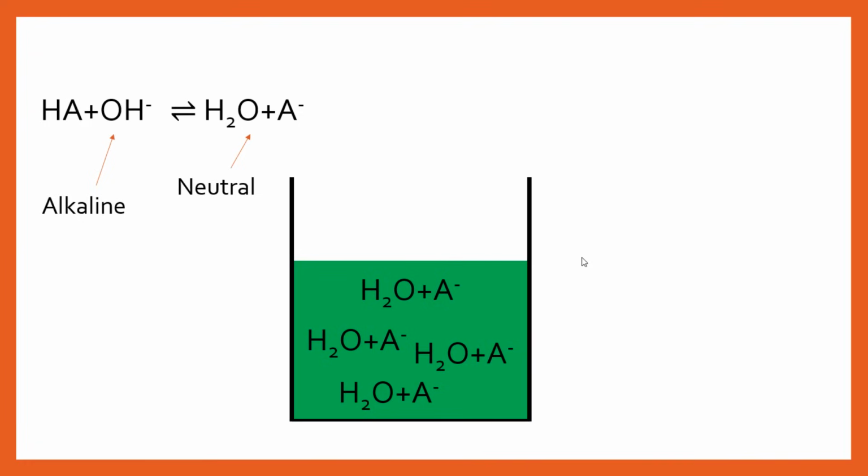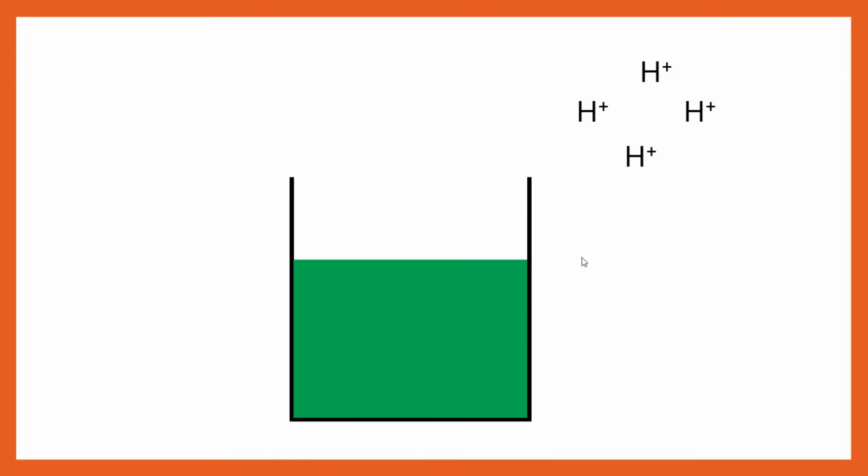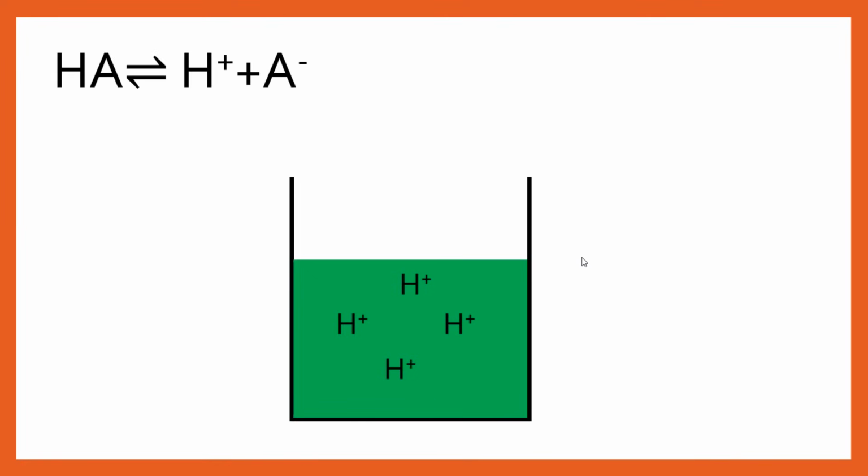What if we added an acid? Well, this isn't going to work. We're going to need to add another ingredient. So we've got some acid particles there. We want to add these. And obviously, there has to be some sort of reaction that gets rid of these.